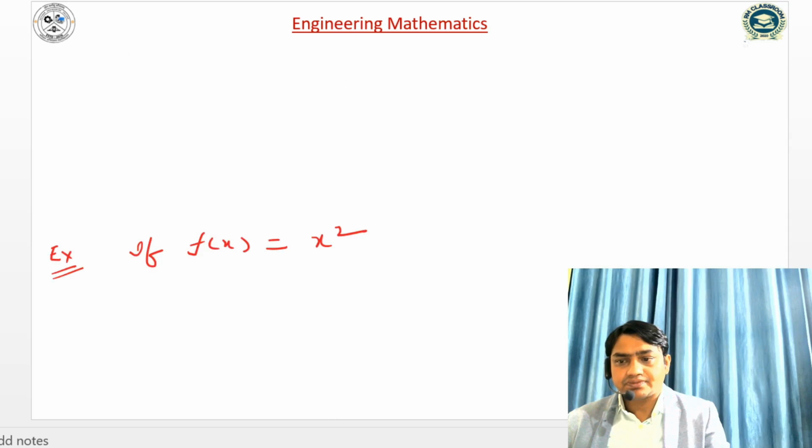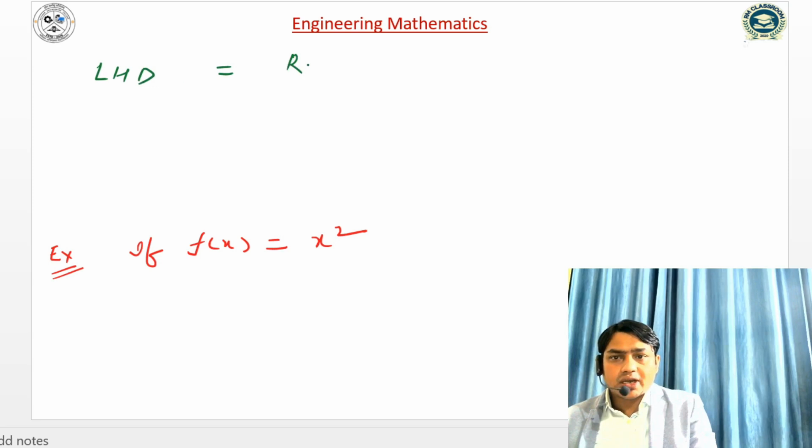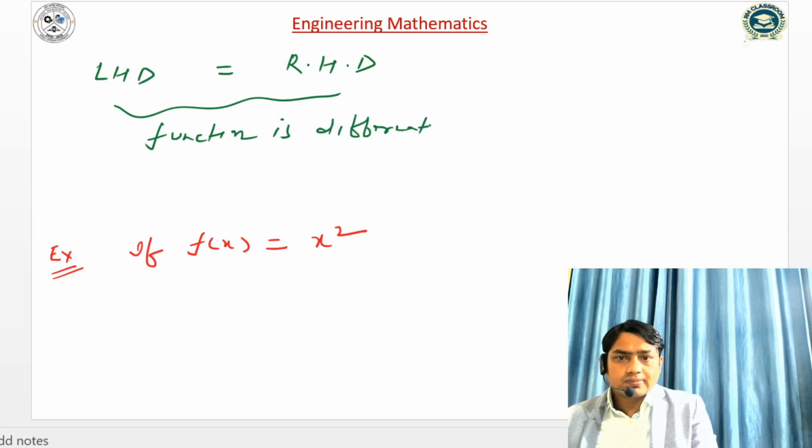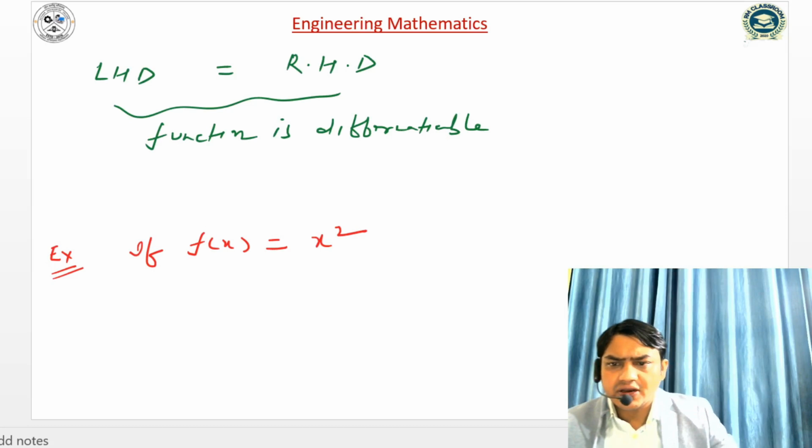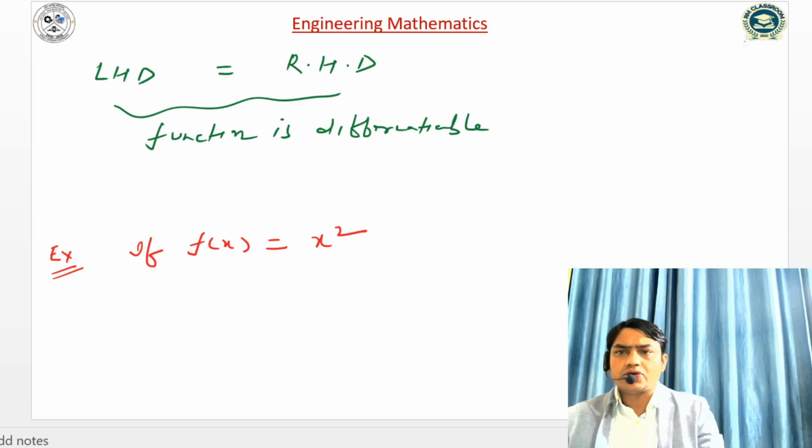So the condition for differentiability: the left-hand derivative is equal to the right-hand derivative, then the function is differentiable. Let us take the example f(x) = x square. We have to check whether this function is differentiable or not.